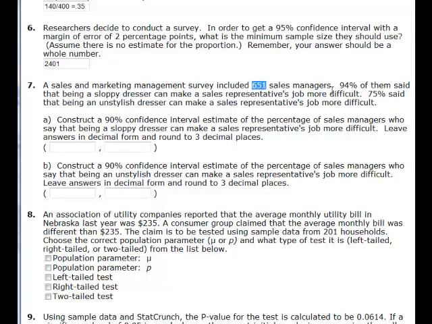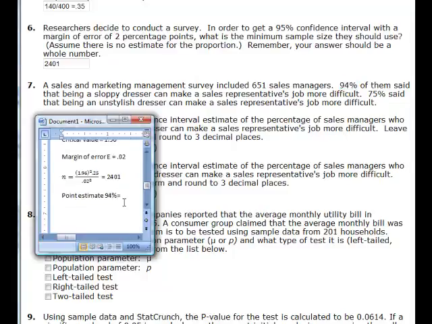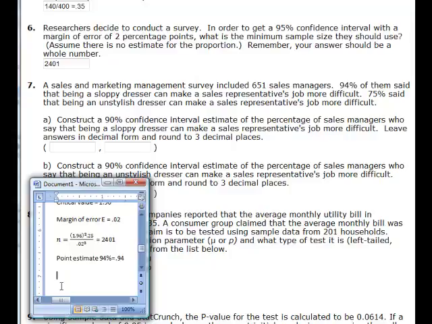So in this one, we've got 651 sales managers, so that's our sample size. And for the first question, we're looking for a confidence interval estimate for the percentage of managers that say being a sloppy dresser can make a sales representative's job more difficult. So for the first question, we're looking at this 94% being our point estimate. And again, we're going to convert that to decimal form. Now this time we're constructing a 90% confidence interval. That means our alpha is 0.1, alpha over 2 is 0.05.